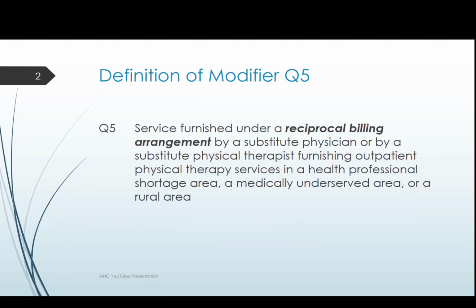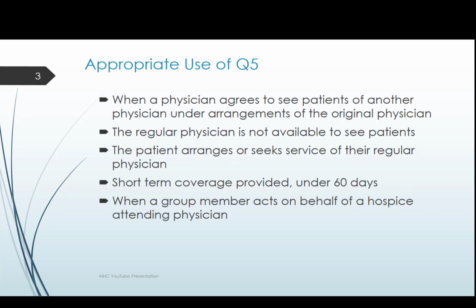Modifier Q5 is a HCPCS modifier primarily used to bill Medicare when a substitute physician has seen the patient. This differs from Modifier Q6. Q6 is used when the substitute physician is under a fee-for-time compensation arrangement, previously called locum tenens. Today's presentation addresses Q5 for physicians. When reporting Modifier Q5, remember this checklist.